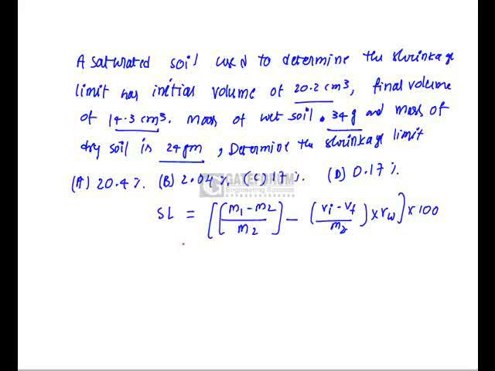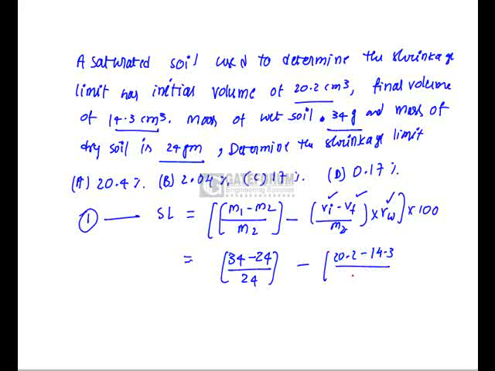Where M1 is the mass of wet soil and M2 is the mass of dry soil, Vi is the initial volume, Vf is the final volume, and gamma W is the unit weight of water. So by substituting these values in equation 1, we get M1 is wet soil, M2 is 24, minus initial is 20.2 minus 14.3, divided by 24 into 1 gram per cc, that is equal to 17%. 17%, option C is correct.